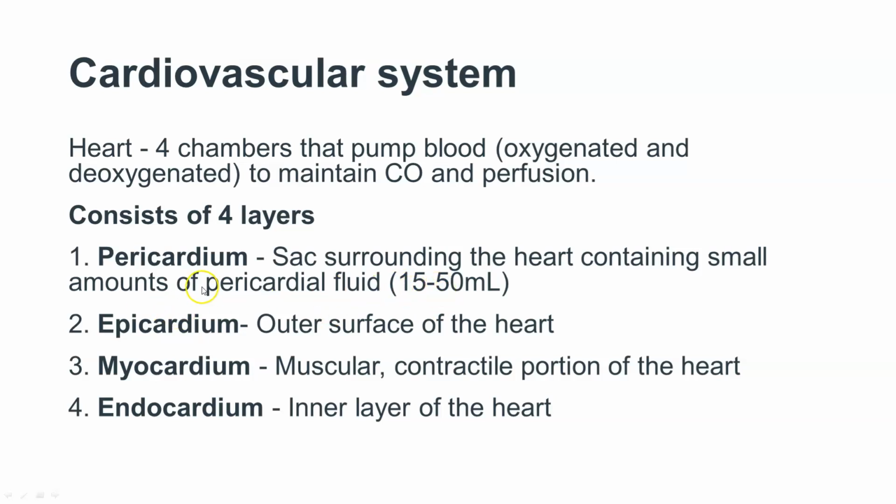Later on, when we talk about pericarditis, or these inflammatory disease processes, one of the things we're going to have to observe for is something called cardiac tamponade. And that will be all about that 15 to 50 milliliters. Instead of staying at 15 to 50, you start accumulating fluid in that sac, which is going to put extra pressure around your heart. The epicardium is, of course, just the outer surface of the heart.